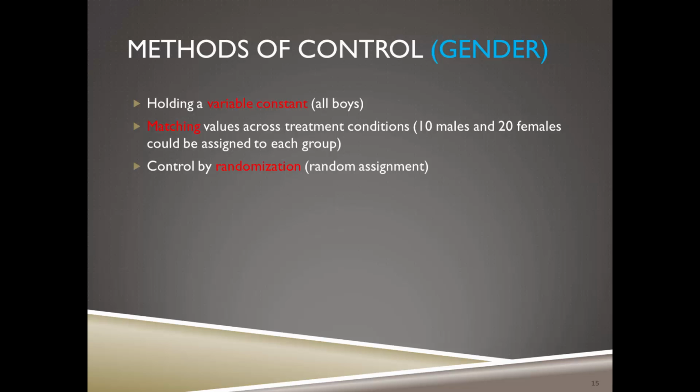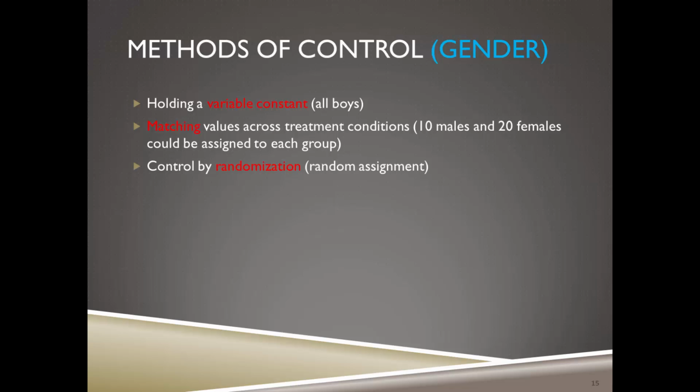The other one is matching method. The matching method is a method in which for each boy in the experimental group we have a boy in control group, and for each girl in the control group we have a girl in experimental group. This way the number of boys and girls in experimental group and control group is the same, while we may still have more boys in both groups, okay, but the number is equal between experimental and control group.